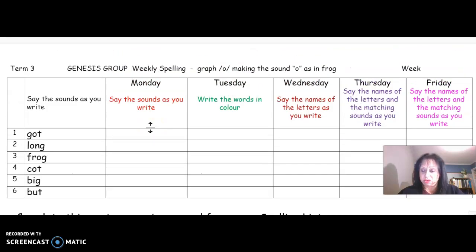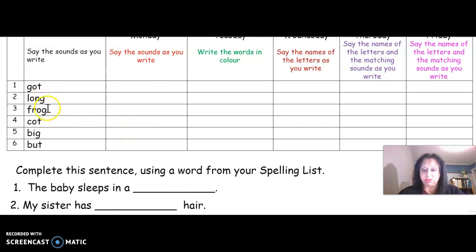So this is Genesis Group's words. We were just going to go through them here. On Monday, which is today, you say the sounds as you write them. Tuesday, you write the words in colour. Wednesday, you say the names of the letters as you write them. So the names of the letters in this word, got, would be G-O-T, got. The sounds would be G, O, T, got.